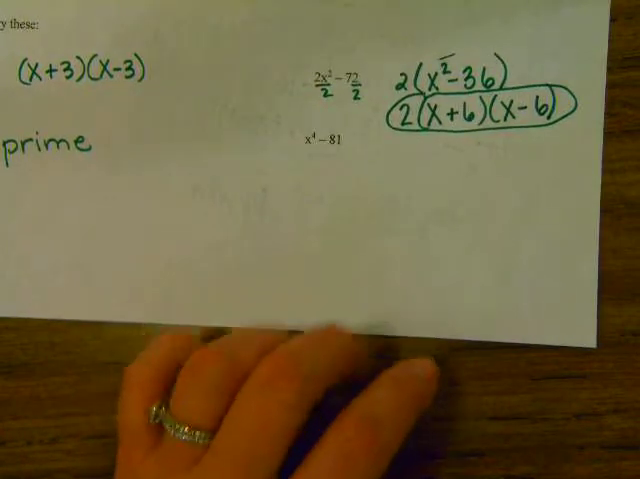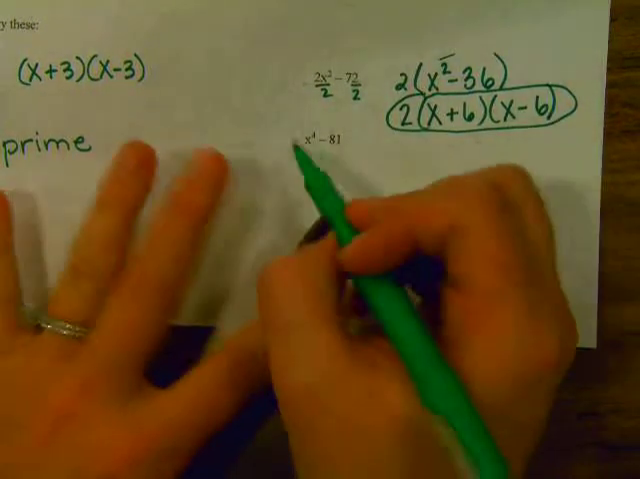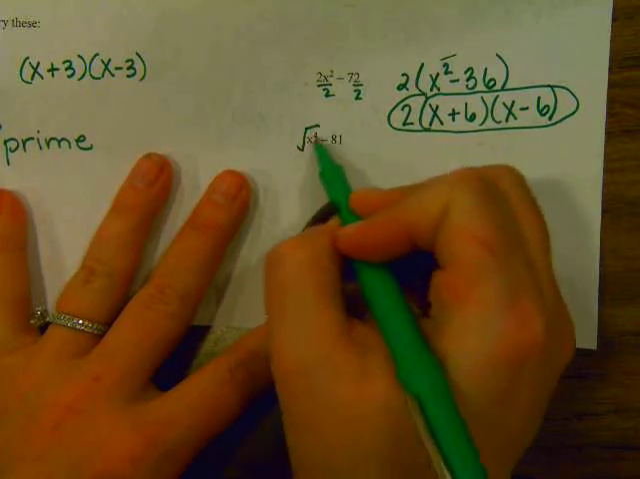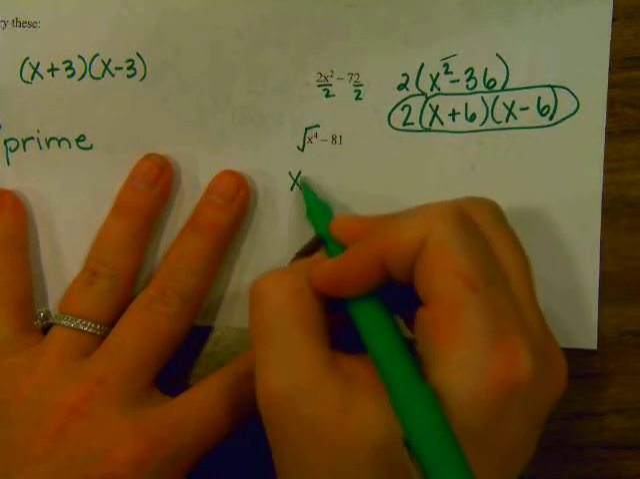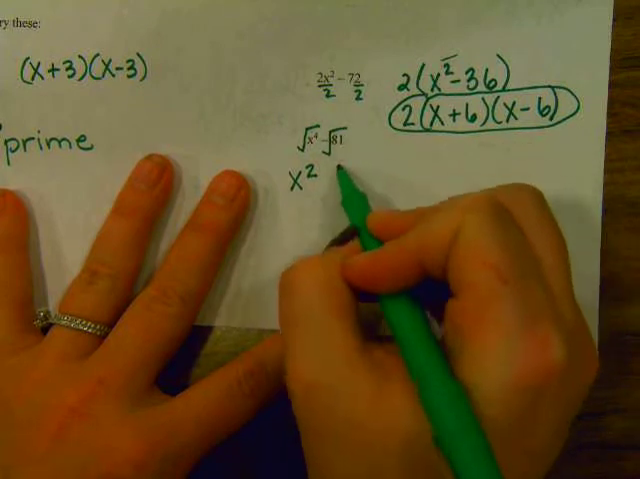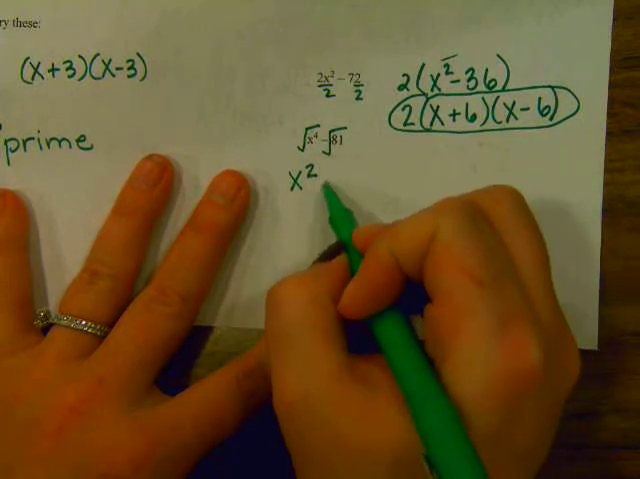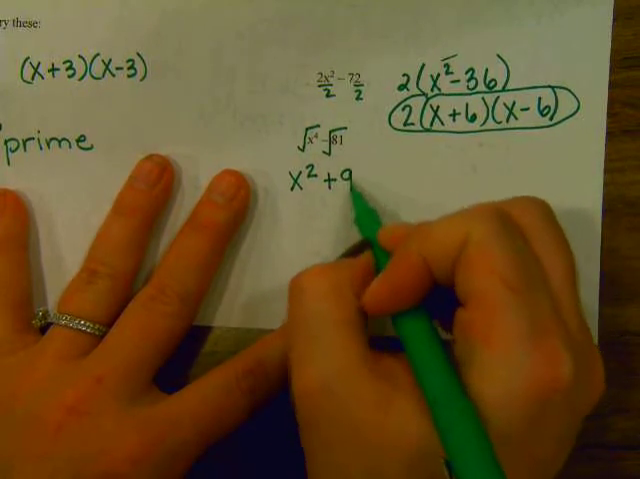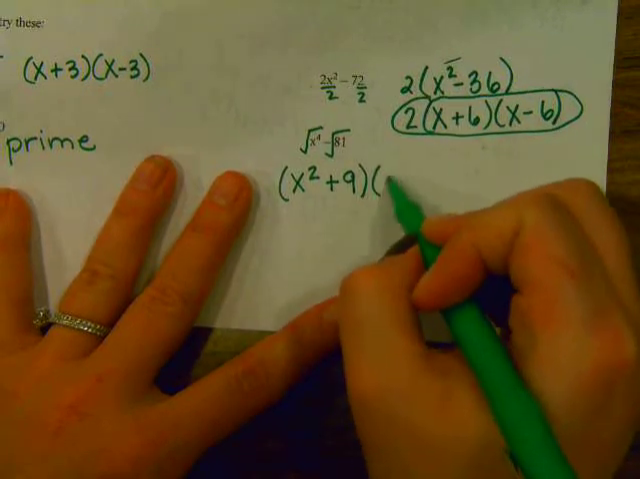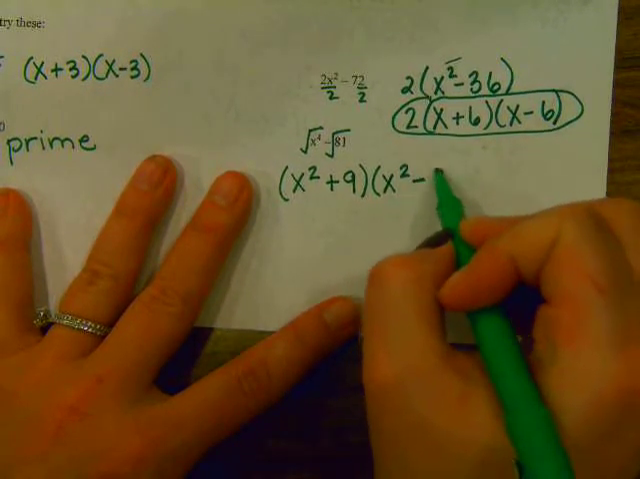And last but not least here, can you do the square root of x to the 4th? Yes, because it's an even exponent, so that's x squared. You could do the square root of 81, which is 9. So one will be a plus, and the other will be a minus since there's subtraction in the problem there.